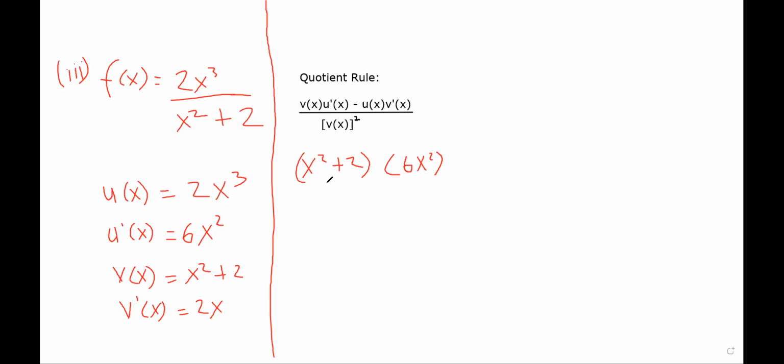And I'm sure you guys realize that u prime is just another way to say the differential, right? Minus our u, our u is equal to 2x raised to the power 3, multiplied by our v prime of x, which is equal to 2x. And all of that being divided by the square of our second function, v of x.